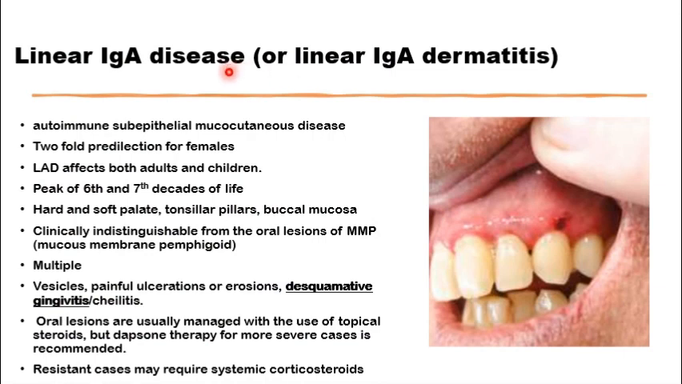Another autoimmune subepithelial mucocutaneous disease is linear IgA dermatitis, which affects mainly females. It can affect both adults and children, with the peak incidence at the 6th or the 7th decade of life. It affects mostly the palate, hard and soft palate, tonsillar areas, and the buccal mucosa, and can also cause desquamative gingivitis. The lesions are very similar to mucous membrane pemphigoid, forming vesicles that rupture and leave painful ulcerations and erosions, plus the desquamative gingivitis.